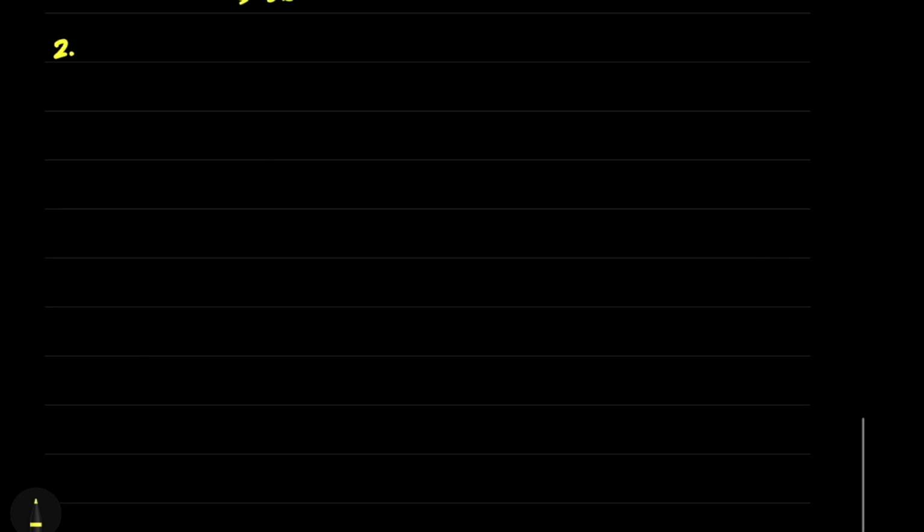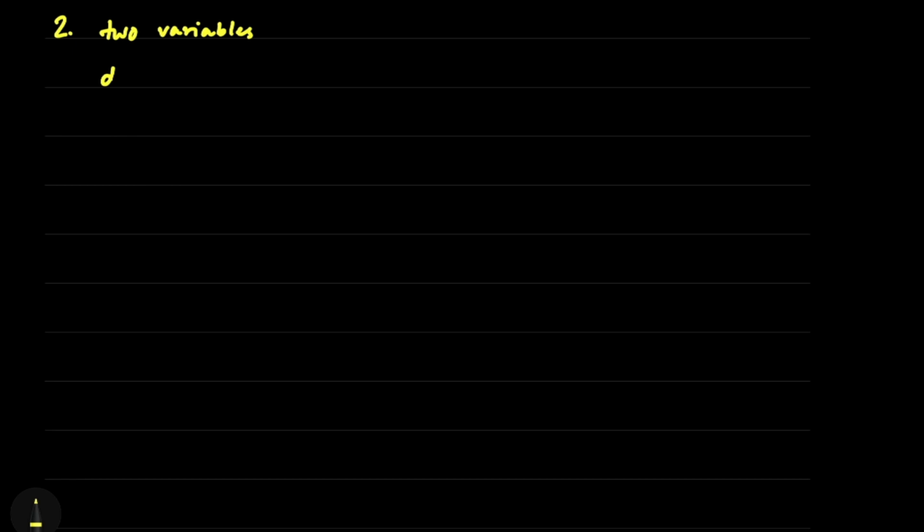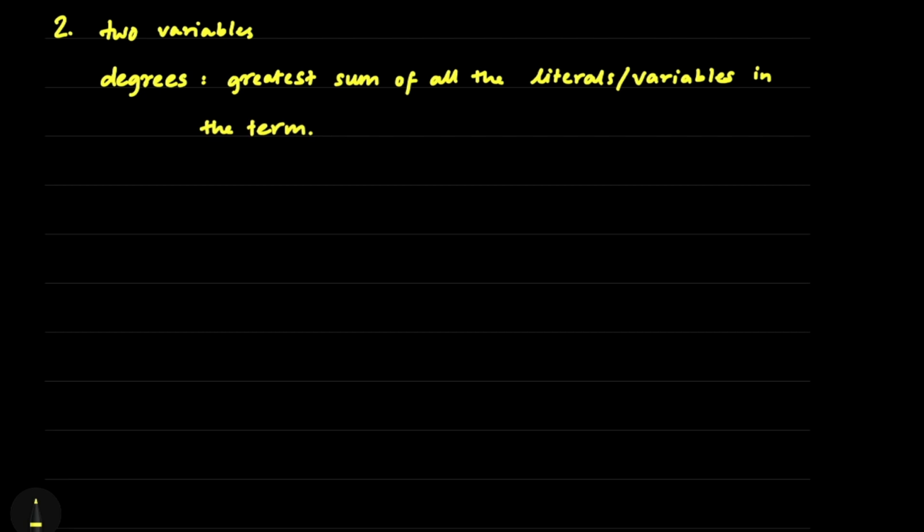So let's look at polynomials in two variables. For this, the degree would be the greatest sum of all the degrees of every variable. Let's look at some examples. Say we have 8x cubed y squared minus 5x squared y cubed minus 2 by 3 x y cubed plus 7xy minus 1 by 5. So this is a polynomial in two variables x and y. Let's find the degree of its terms.